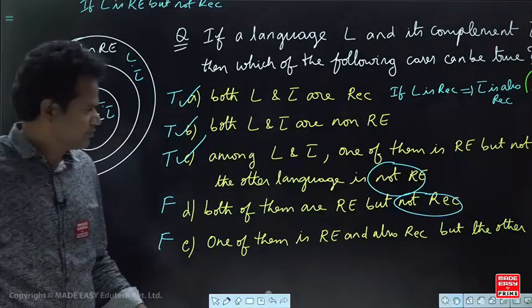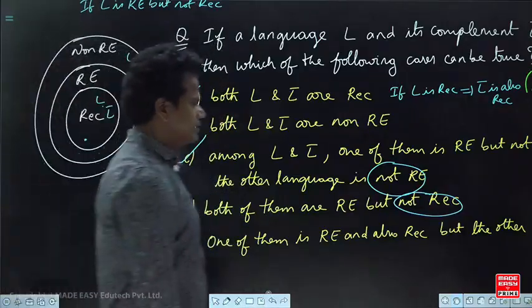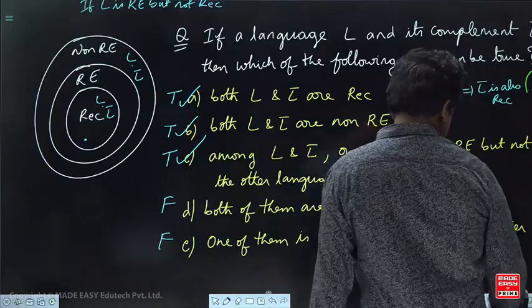Okay, we'll go to the next one. That's all. Recursive and recursively enumerable languages are completed. We'll go to the next topic, the Chomsky hierarchy.